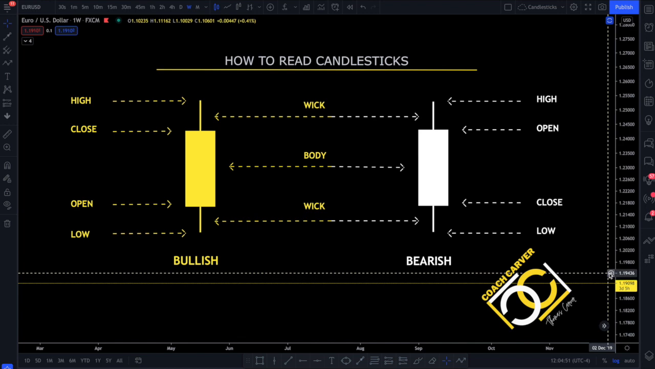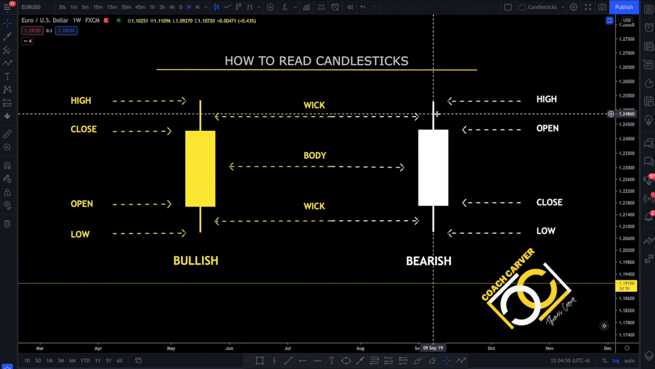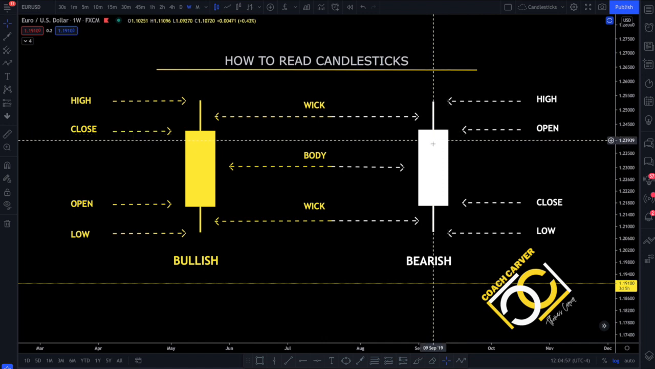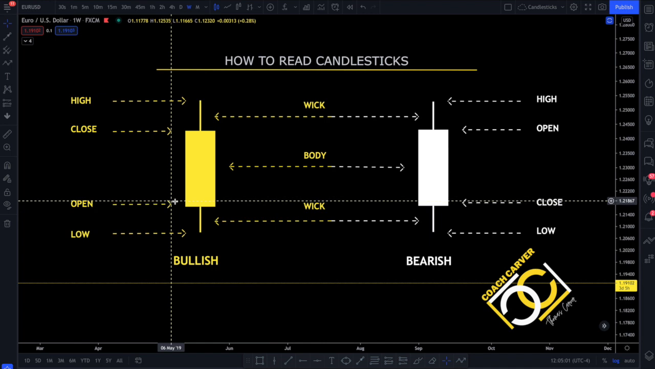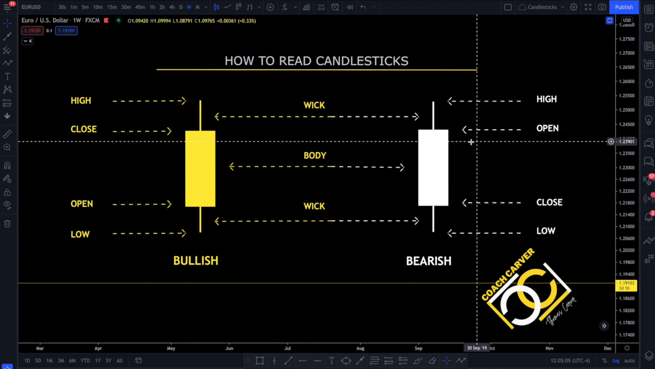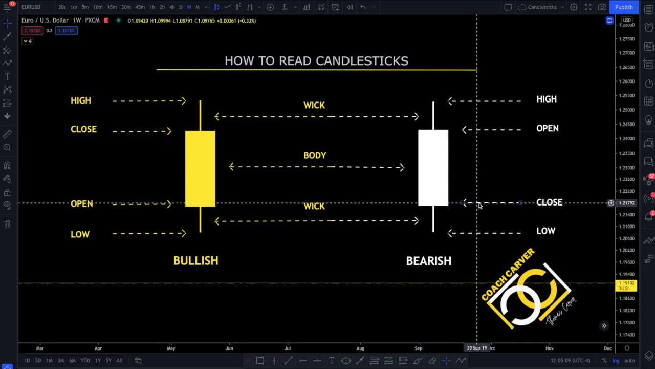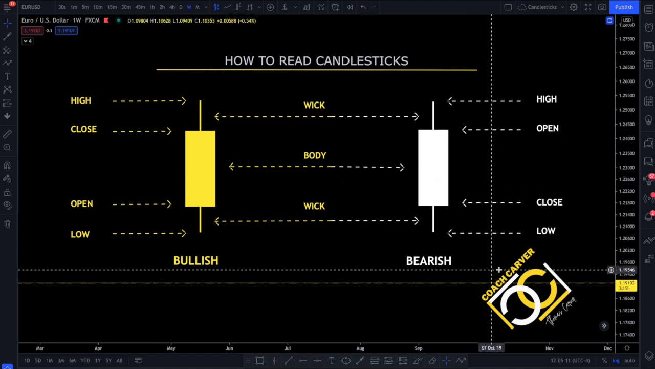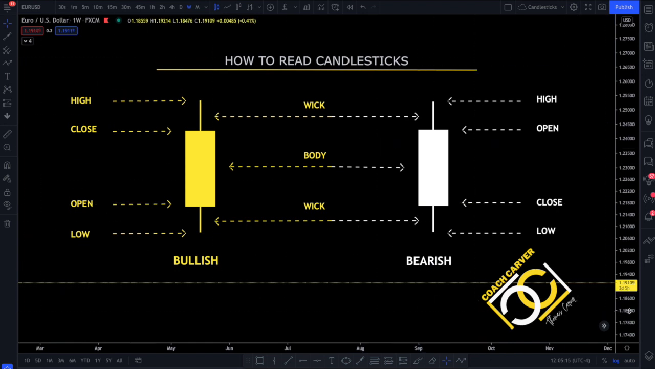So this is essentially the breakdown of the anatomy of a candlestick. We have our wicks or shadows, we have our bodies, and then understanding the open, the high, the low, and the close. Open being on the bottom, close being above, is going to be a bullish candlestick. The opposite, open being above, close below, is going to be a bearish candlestick, meaning that price is moving down. This is essentially the breakdown of how to read a candlestick.